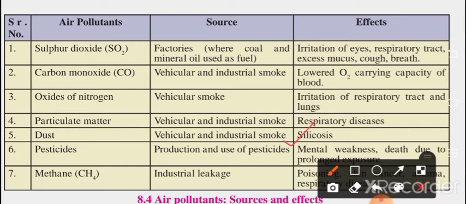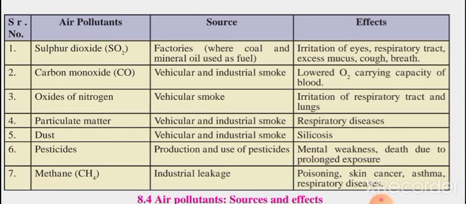Next is pesticides. All of you know about pesticides. The source for the same is production and use of pesticides. And the effect is mental weakness due to prolonged exposure. Next is methane. Industrial leakage is the source for the same. And the effect is poisoning, skin cancer, asthma, respiratory diseases.